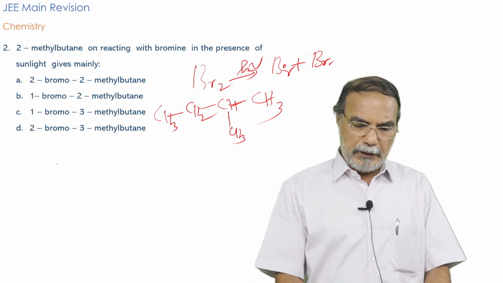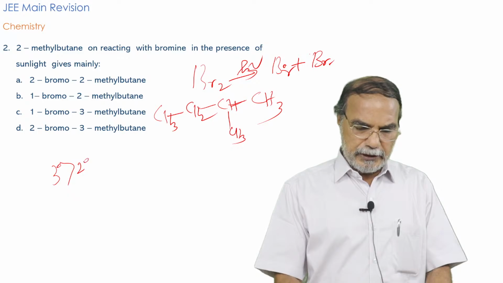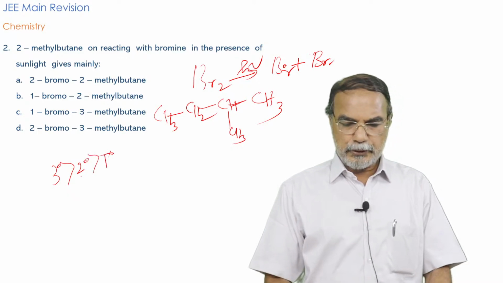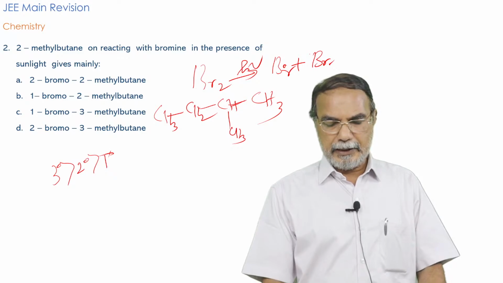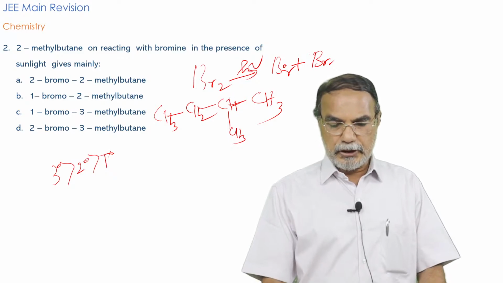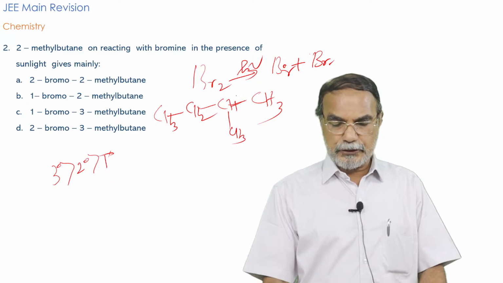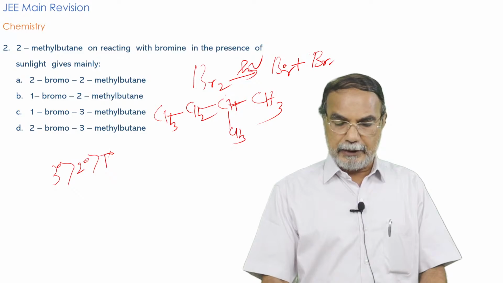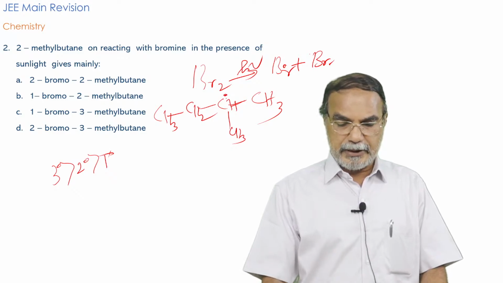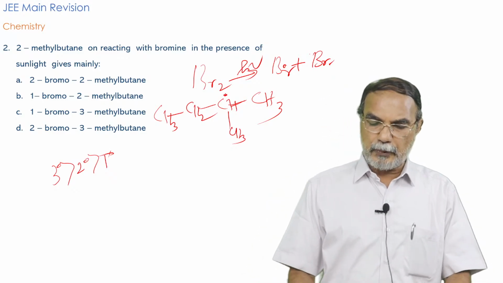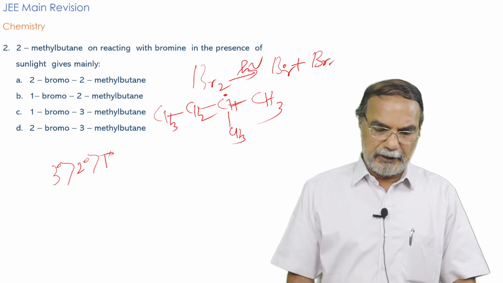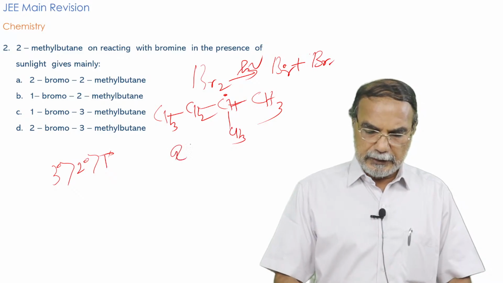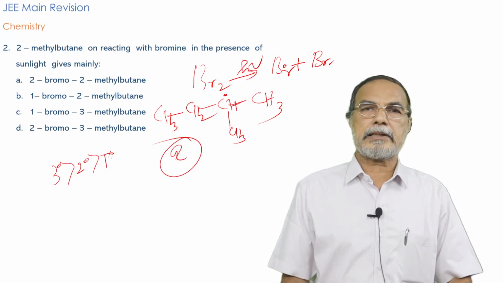And you know the stability of radicals: tertiary greater than secondary greater than primary. So obviously, it is the hydrogen on the second carbon which is detached to form that radical, and the bromine will be attached at this carbon. Therefore the product of the reaction will be 2-bromo-2-methylbutane. That is, the answer is A. A is the answer for this reaction.